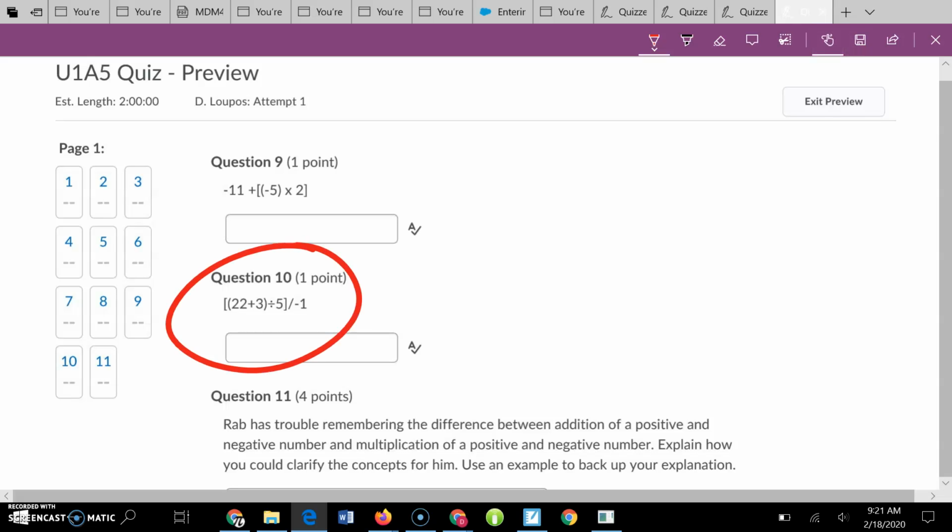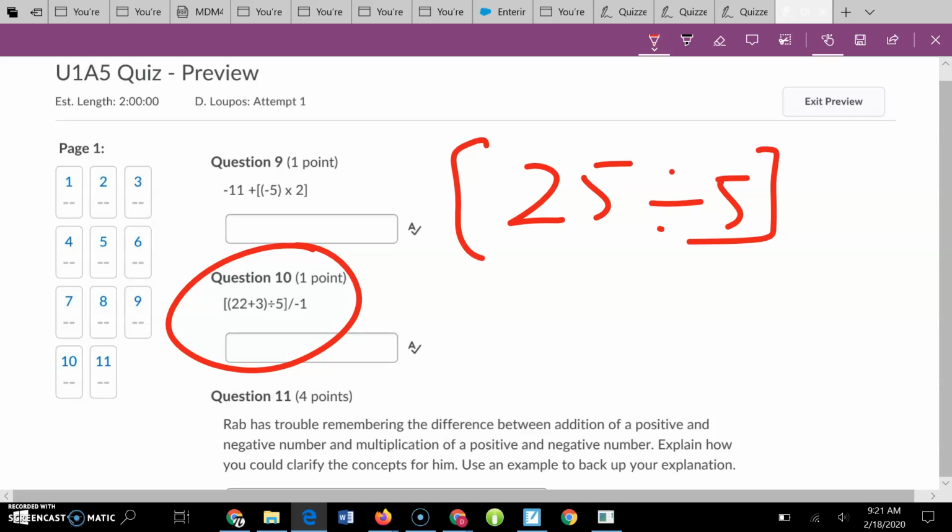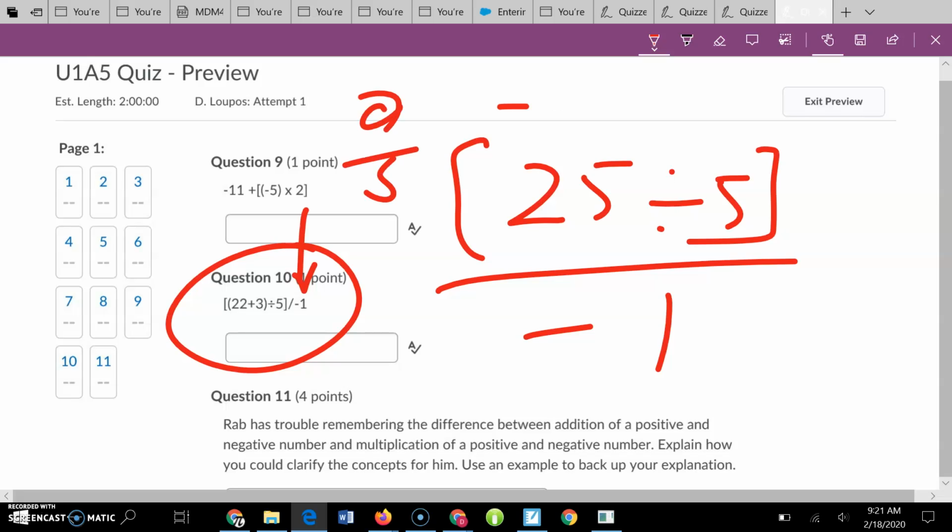All right, so here I have that first bracket will give me 25. 22 plus 3 is 25, and then I'm going to divide that by 5. Okay, and that is divided by -1. So this slash line there means division. Also, fraction, same thing. So when you see your division sign or your slash sign or your fraction sign, they're all the same thing. They mean divide.